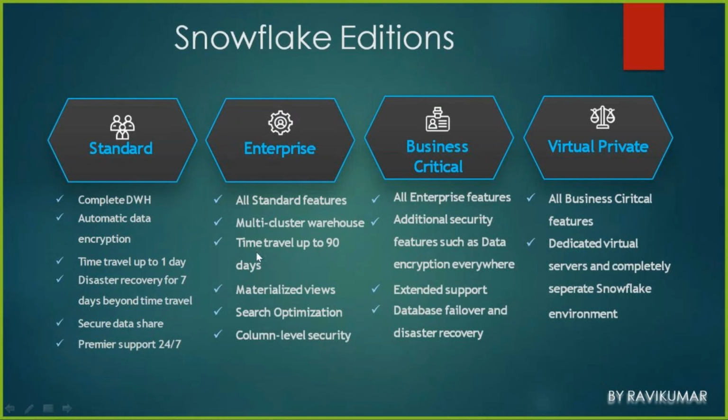Whereas Enterprise: all standard features, multi-cluster warehouse, time travel up to 90 days, materialized views, search optimization, column level security also available. Whereas Business Critical: all Enterprise features, additional security features such as data encryption everywhere, and extended support, database failover and disaster recovery. Virtual Private means all Business Critical features, dedicated virtual servers, and a completely separate Snowflake environment. Clear? Yes.